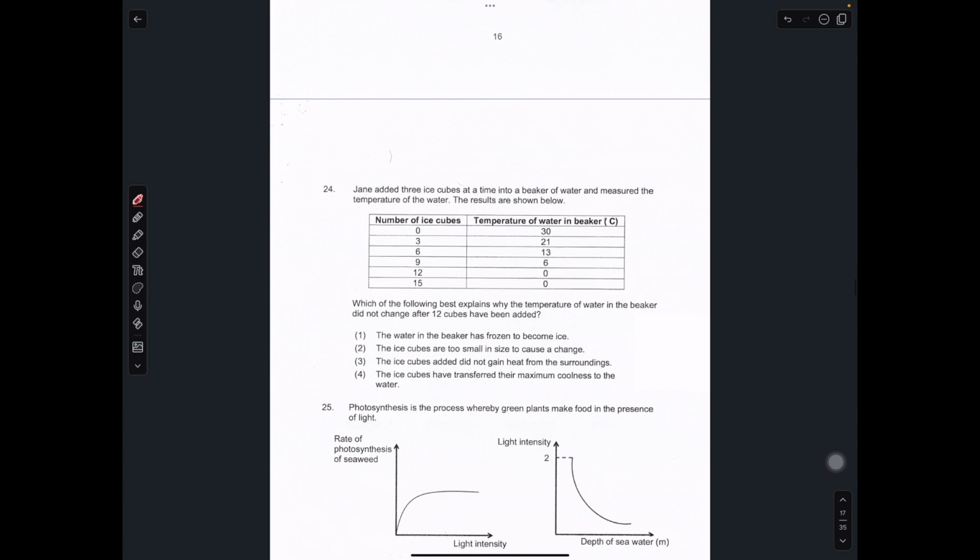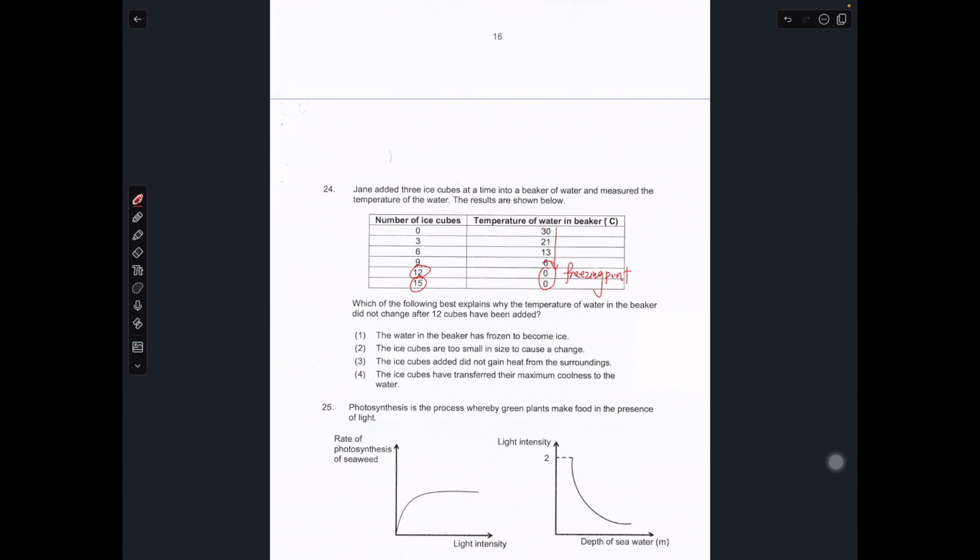So Jane added 3 ice cubes at a time into the beaker of water and measured the temperature of the water. The result is shown. So you have the number of ice cubes added until 15, and the temperature of water decreases up to a certain point, then remains constant. It seems like when you added 12, the temperature of water became 0, and you probably know that this is the freezing point. Probably the water at that stage is frozen into ice.